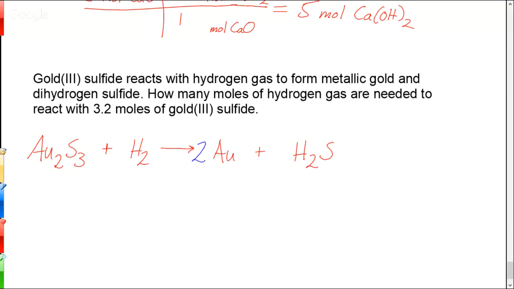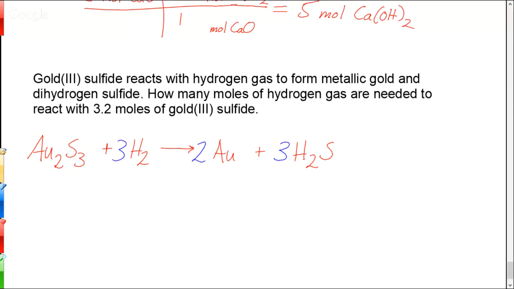Then we can look at the sulfide or the sulfur. 3 on the left, 1 on the right. So we got to put a 3 here so that we can have 3 on each side. And then finally the hydrogen. We need to put a 3 here so that that balances as well. Does that work? Got that?